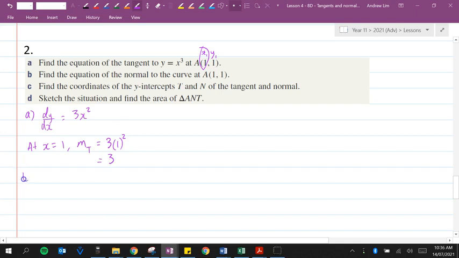So the equation of the tangent is y minus y1 is equal to m(x minus x1). Here's our x1, y1. Here's our m. So y minus 1 is equal to 3x minus 3. y is equal to 3x minus 2.